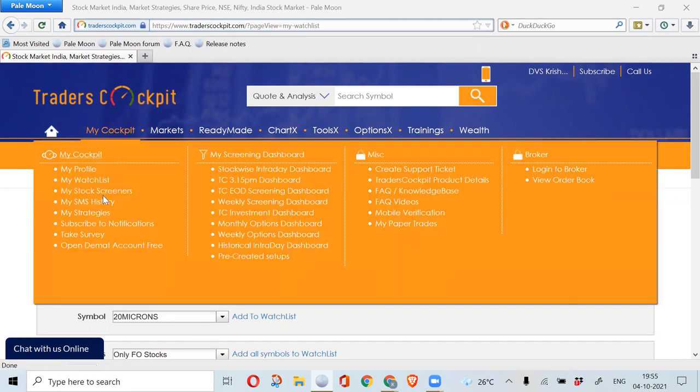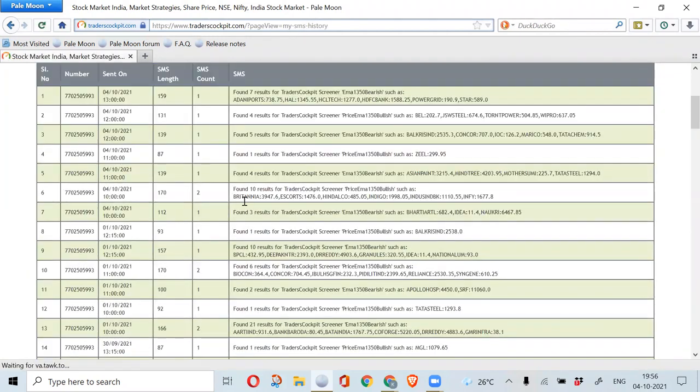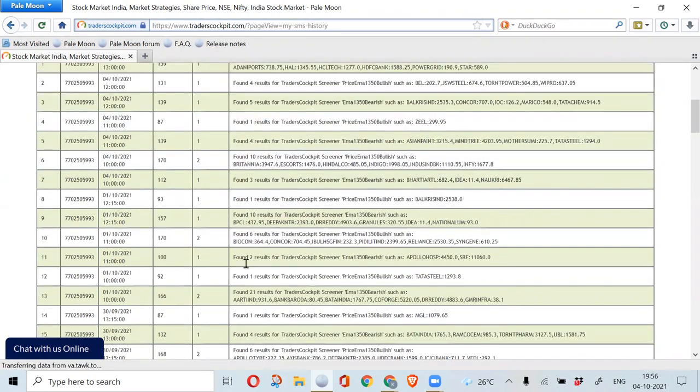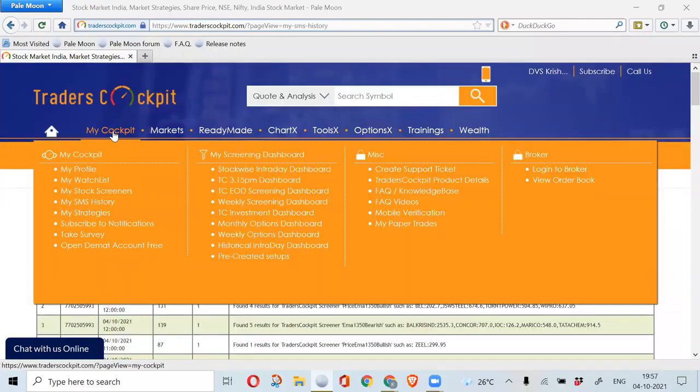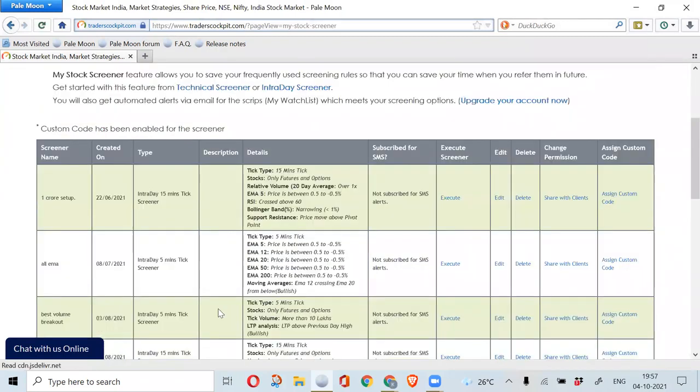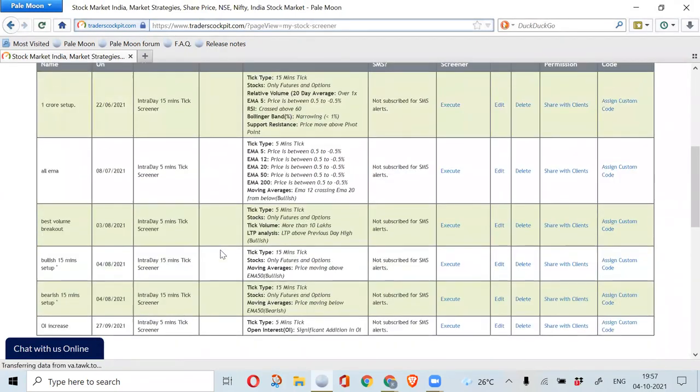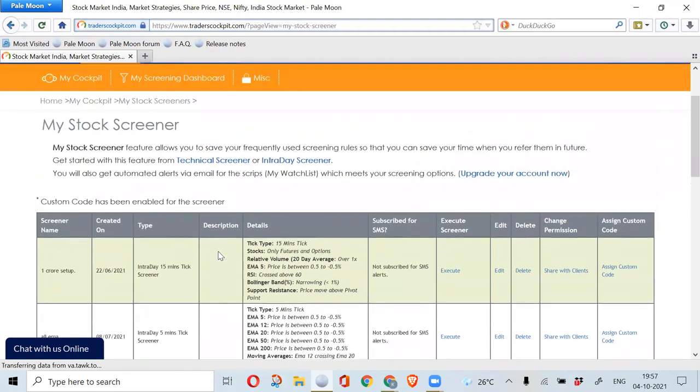In addition to this, if you want to see the SMS history that you have received, all of it will be available in My SMS History as well. These are all my SMS histories. Those are the most important things in My Cockpit. And also, after creating some stock screeners, if you want to see the list of stock screeners, you can click on My Stock Screeners, where you can find all the screeners that you have created according to your own requirements. I will show you in the same product training session how to create the stock screeners as well.